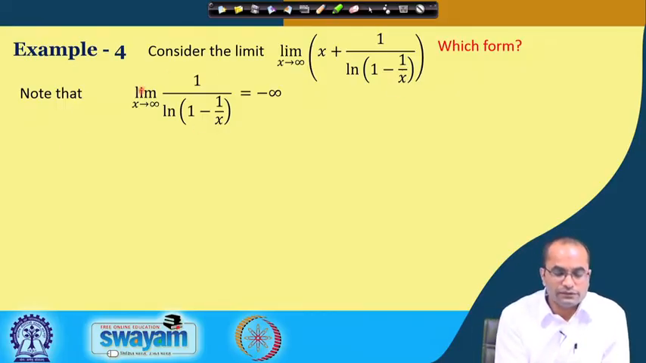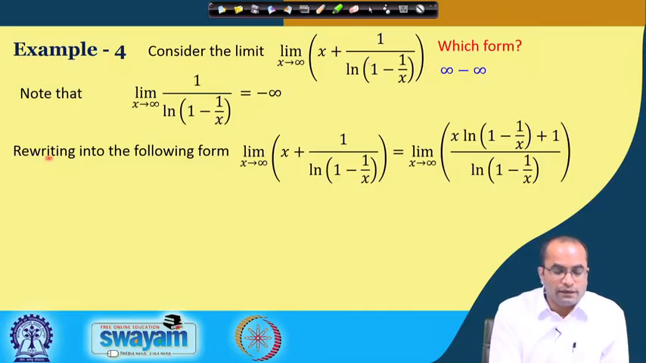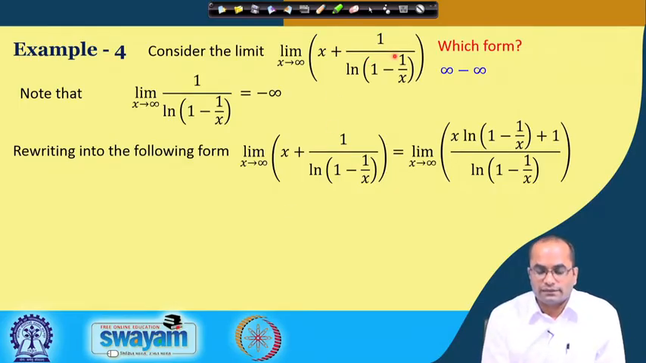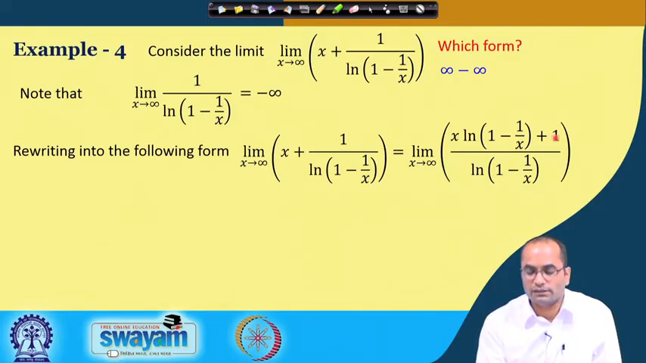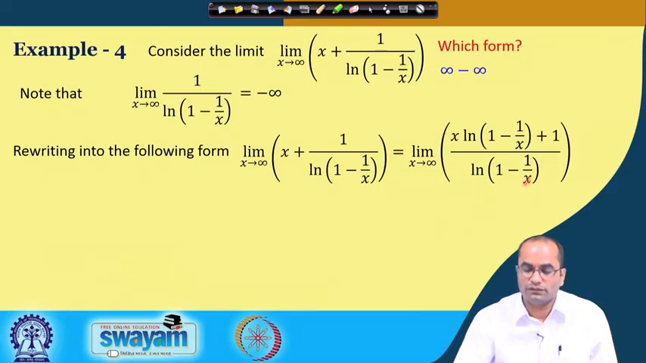So, again I have written down, so that this term here 1 over ln 1 minus 1 over x is minus infinity. So, we have infinity minus infinity form. And now, we will deal exactly as done in the previous example. So, we have x over ln 1 minus 1 over x. We can rewrite this as x times ln 1 minus 1 over x plus 1, divided by ln 1 minus 1 over x. So, we need to check again what is the limit now here. So, when x goes to infinity, this ln 1 goes to 0. So, here we have 0.